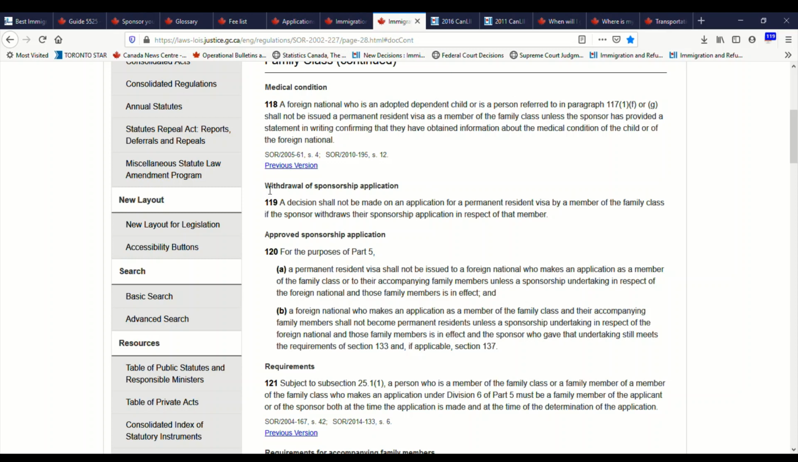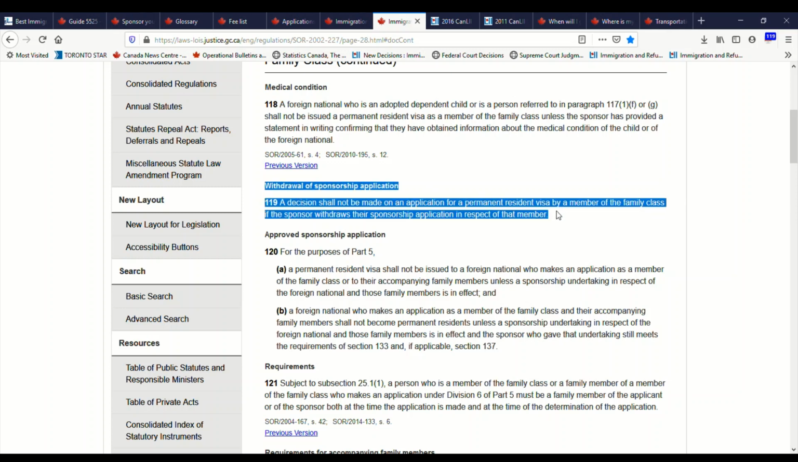So under section 119 of the regulations, the withdrawal of a sponsorship application: a decision shall not be made on an application for a permanent resident visa by a member of the family class if the sponsor withdraws their sponsorship application in respect of that member.